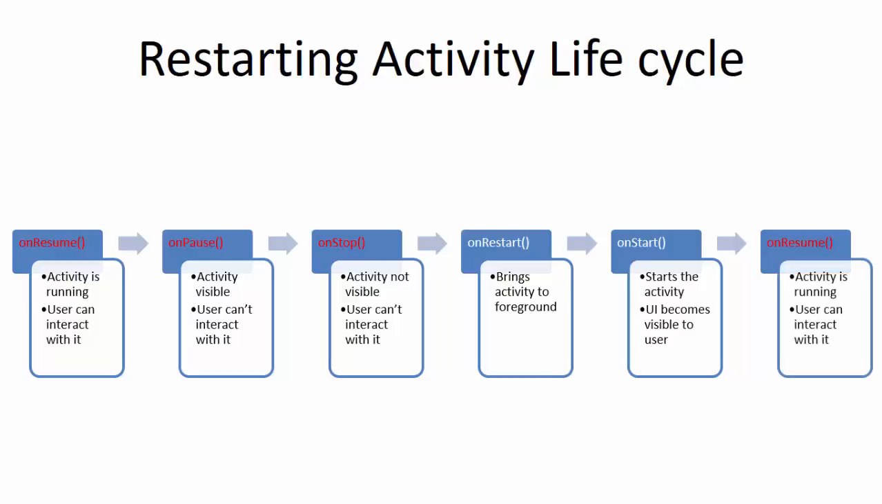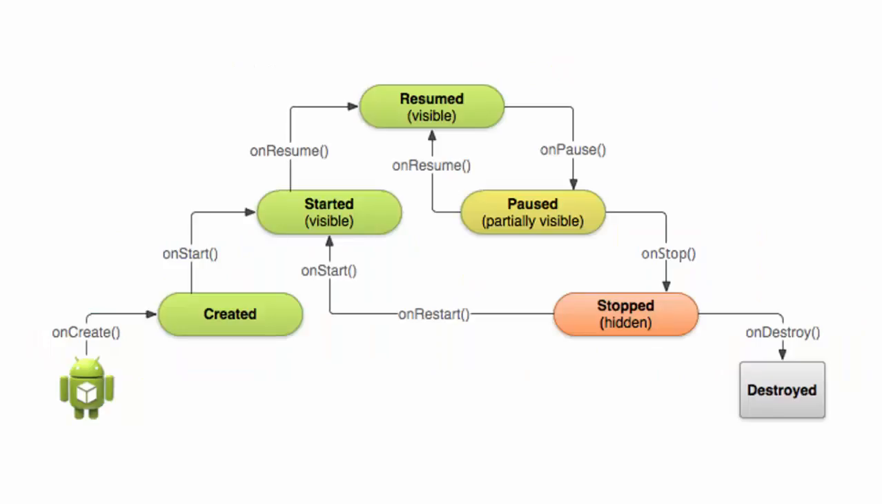As you can see that the methods that are in red are the ones in which the activity can stay for a long period of time. Other methods like onCreate, onStart, onRestart, and onDestroy last for a very short period of time. Here's an image from developer.android.com site. As you can see that the activity lifecycle looks a lot like a staircase or a pyramid.